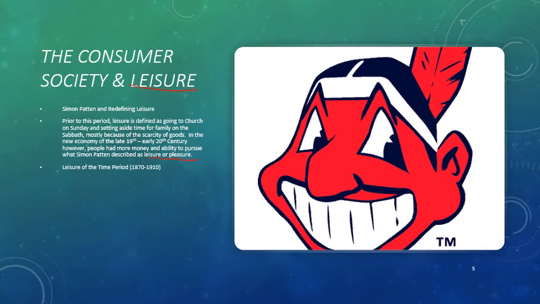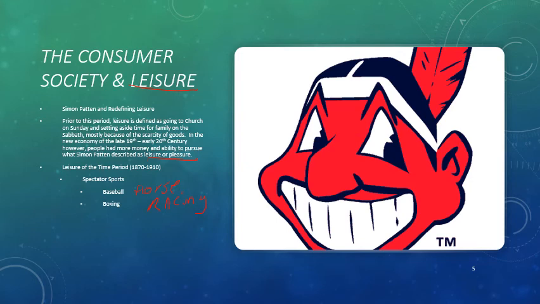So what are some of the different forms of leisure that people enjoy during this time? One of the big growing forms of leisure that people start to enjoy are spectator sports. Chief among spectator sports are the big three at the time, which are baseball, boxing, and horse racing. I don't have horse racing written down there. But baseball and boxing are by far the two most popular sports.